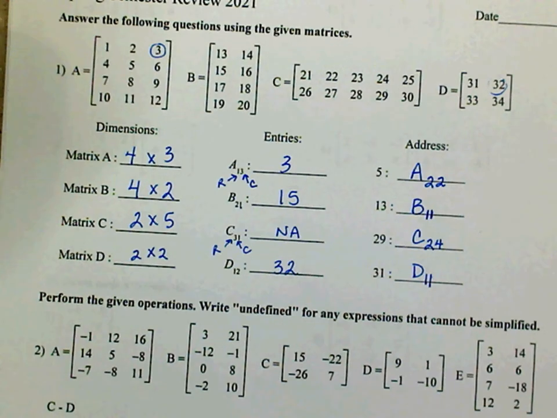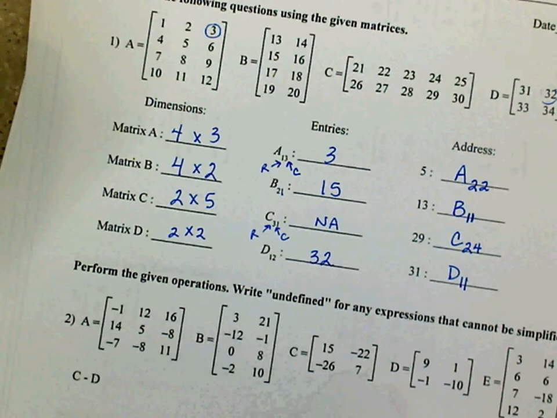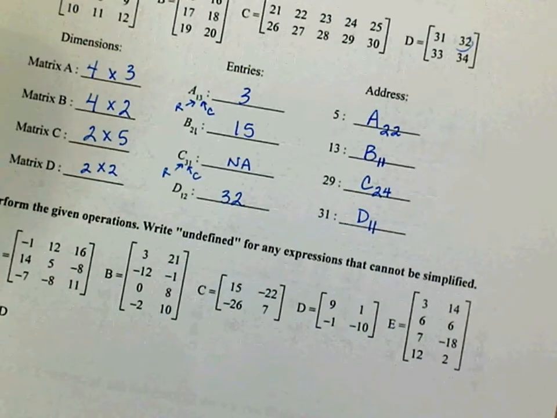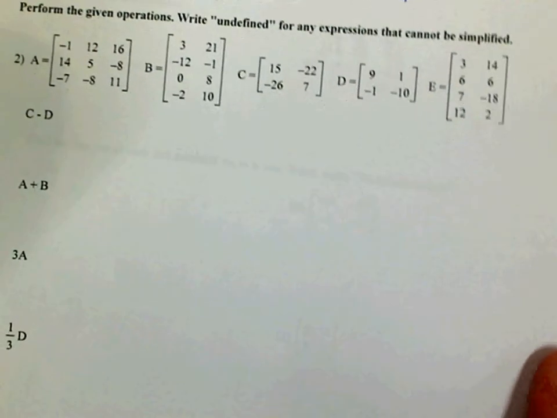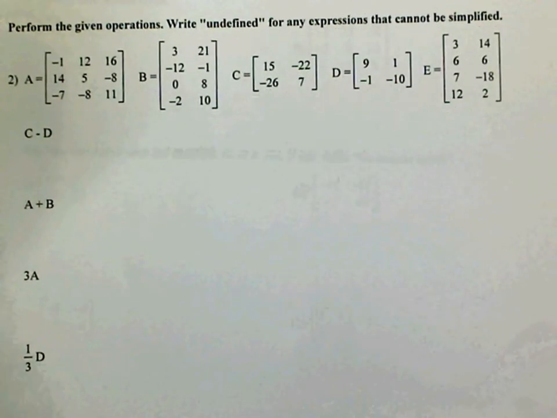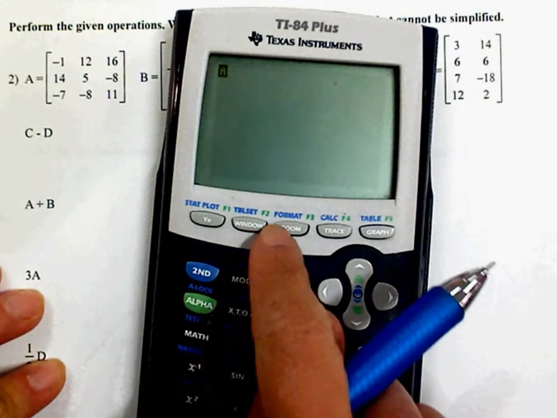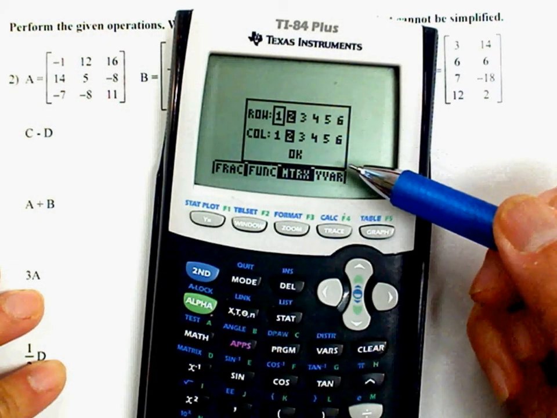All right. Now let's perform the given operations. Write undefined for any expressions that cannot be simplified. This part here is strictly straight calculator. So there's many ways you can do this. Here's one way. You can do alpha zoom and do the matrix instead.